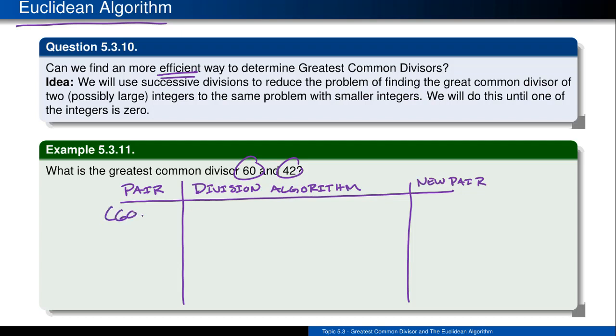So the idea in this case is that, like I said, we're going to start with this pair of 60 and 42. What I'm going to do in this situation is run this division algorithm on this thing. So I'm going to take 60 and divide it by 42 and think about what that remainder is going to be.